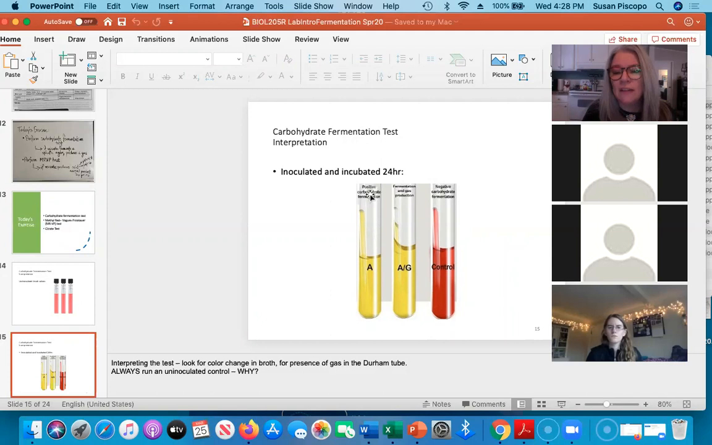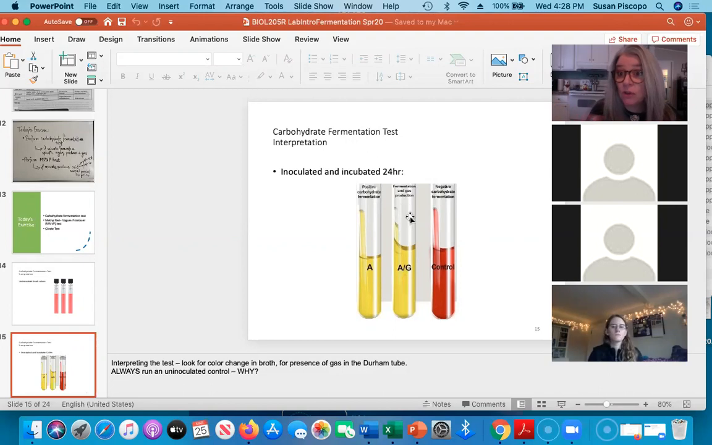So on the left-hand side, we would interpret this as an organism that ferments our sugar because the media turned yellow, but it doesn't make any gas. So it's made an acid that turned the media yellow, but it hasn't made a gas. In the middle tube, our microbe has fermented the sugar because we have acid, it's turned yellow, but this time it has made some gas because there's a little gas bubble in our Durham tube.